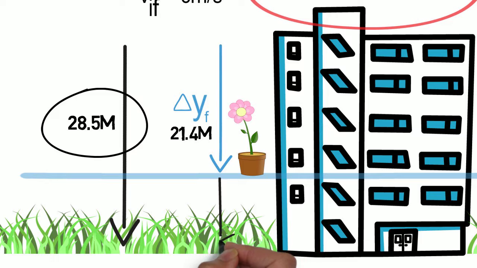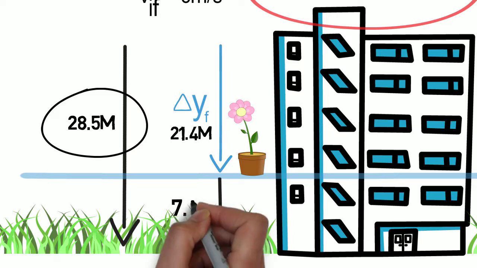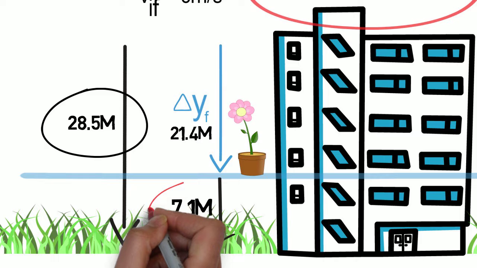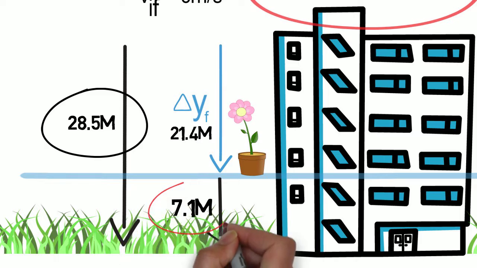Looking at the second part, how far above the ground are the two objects when the ball passes the flower pot? Since we know the flower pot was initially 28.5 meters above the ground and it fell 21.4 meters before the ball met it, we subtracted the two and we found out that the ball caught up to the flower pot 7.1 meters above the ground.